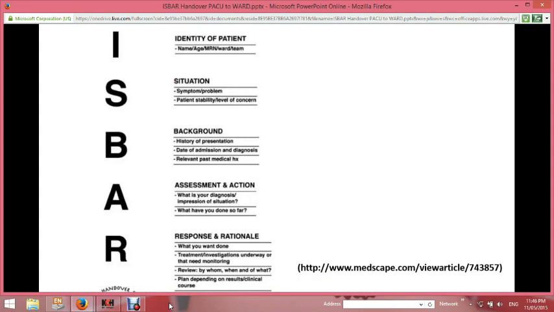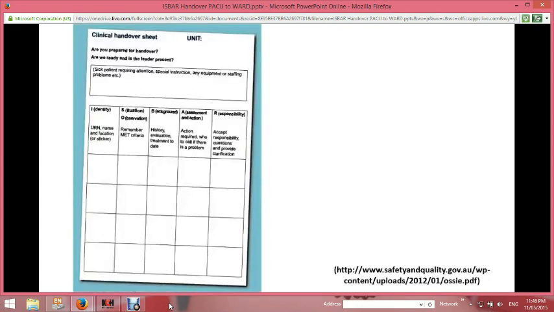Apart from being an easily remembered mnemonic, the ISBAR tool is accessible in hard copy and as an application for computer or devices. I've got here a couple of examples to show you. This first form is a descriptive one to give you cues when formulating your handover. This next one is a type of form you can use to write out your handover in preparation for giving it verbally.